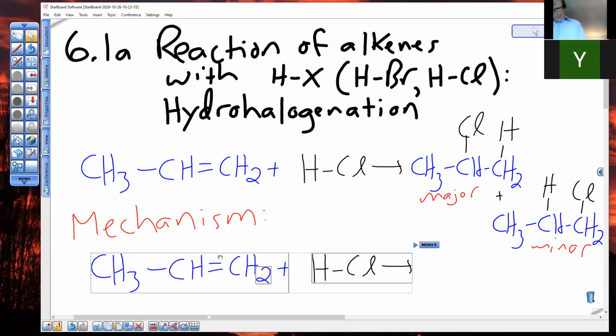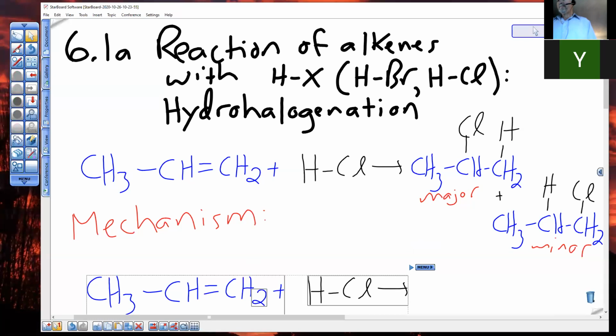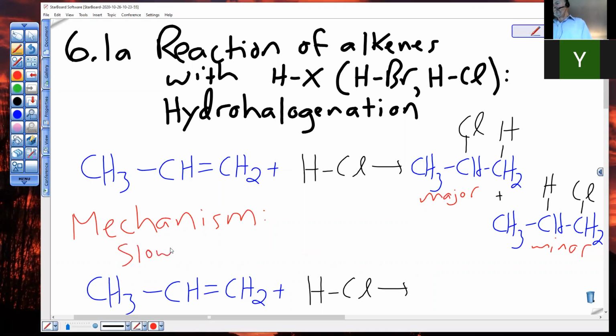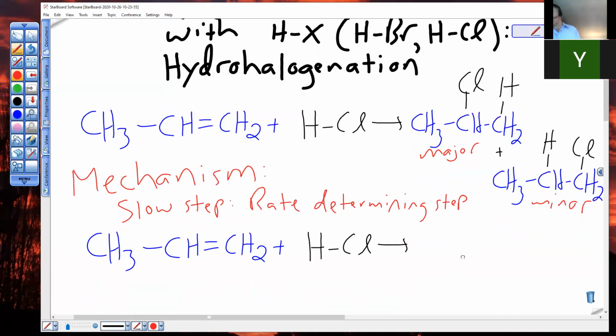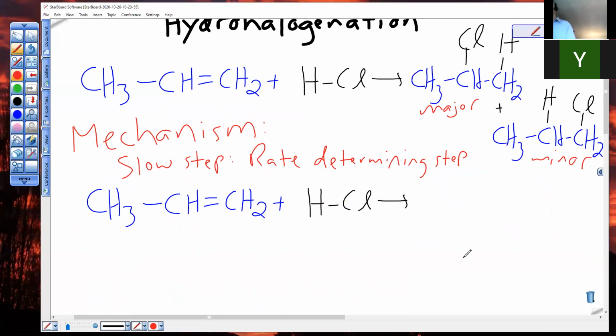These 2 species react first. And this is a slow step. When studying reactions that have multiple steps, the slow one is the most important one. We call it the rate determining step. It's the one that holds the reaction rate down.